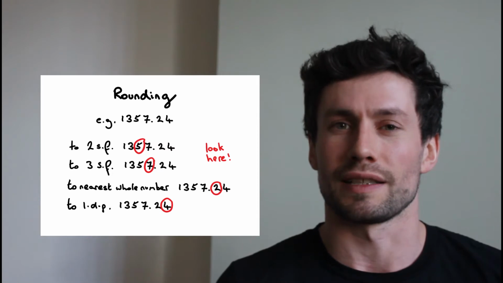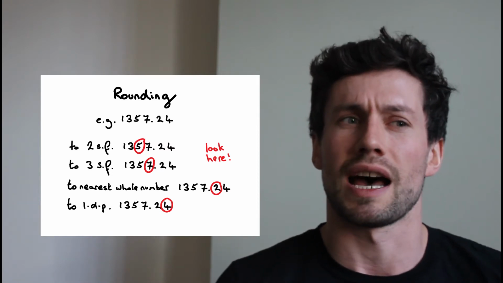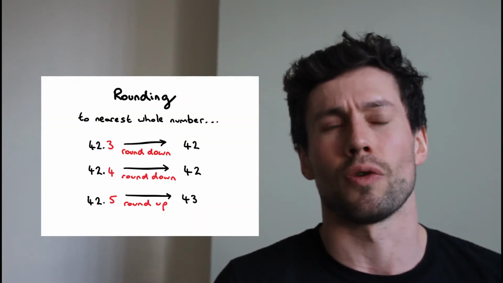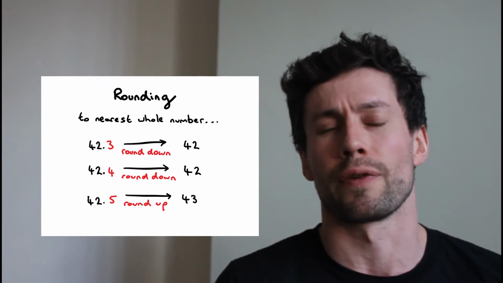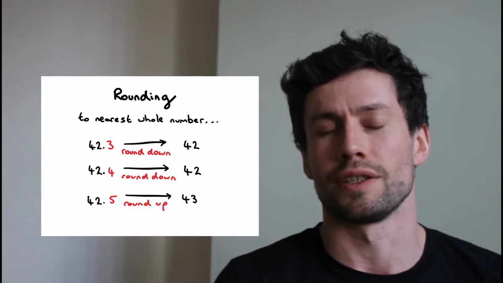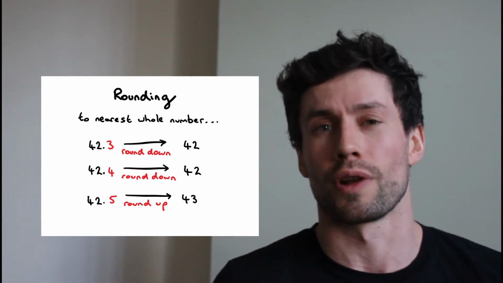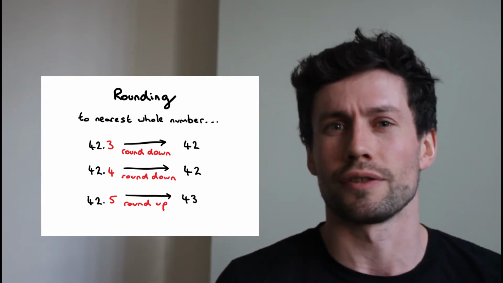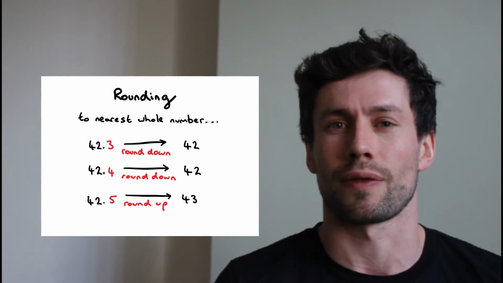When I look at this figure, the figure that comes afterwards, I look to see whether or not it's 5 or greater or less than 5. If it's 5 or greater, I round the value before it up, and if it's less than 5, I'm going to round the number before it down. Here's a couple of quick examples. If I was rounding to the nearest whole number, 42.3 would round down to 42. 42.4 would also round down to 42, but 42.5 would round up to 43.